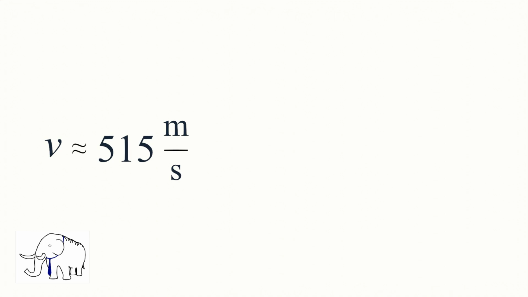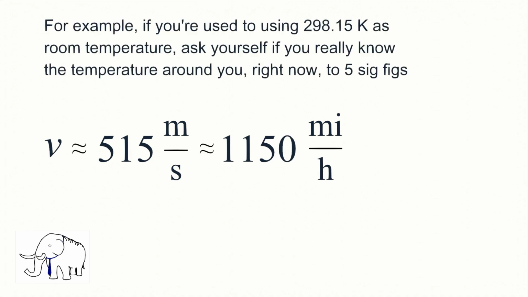Now for those of us here in the United States where we only use the metric system at gunpoint, 515 meters per second is roughly 1,150 miles per hour. So as I'm sitting here, the nitrogen molecules in the air around me are bouncing off of me at more than 1,000 miles per hour, which is pretty impressive. Do you want to talk about significant figures? We can talk about significant figures. Let's talk about significant figures later.